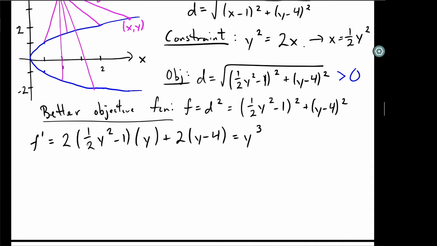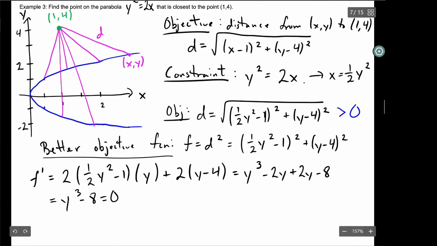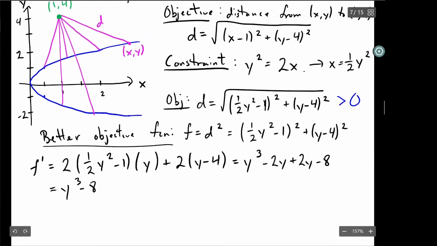Let's just multiply this out. Minus 2y plus 2y minus 8. Right? So this is just y cubed minus 8. Sorry, I didn't mean to set it equal to 0 just yet. Right, so that's our derivative.